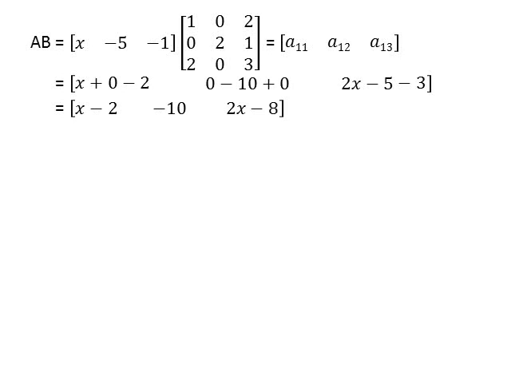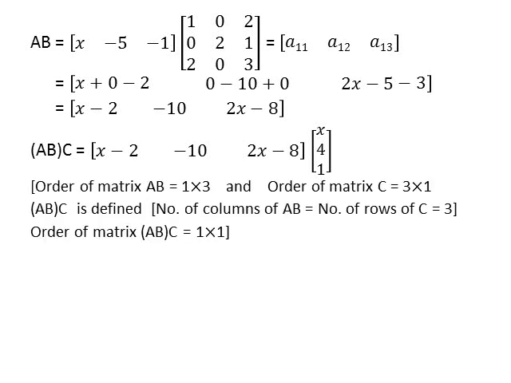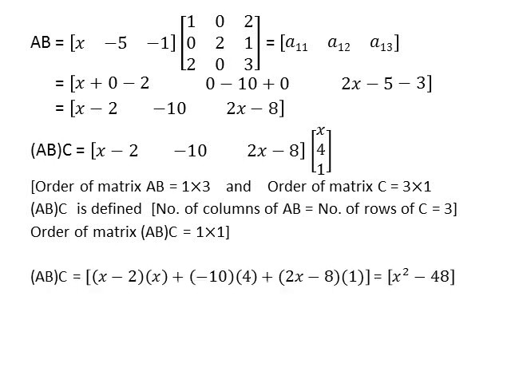Now we take the product of AB with the third matrix C. As the order of matrix AB is 1 by 3 and the order of matrix C is 3 by 1, the product of AB and C is defined and the order of the new matrix obtained is 1 by 1. In place of AB, write the matrix already obtained. Now again following the rule of matrix multiplication, take the product of AB and C as shown.